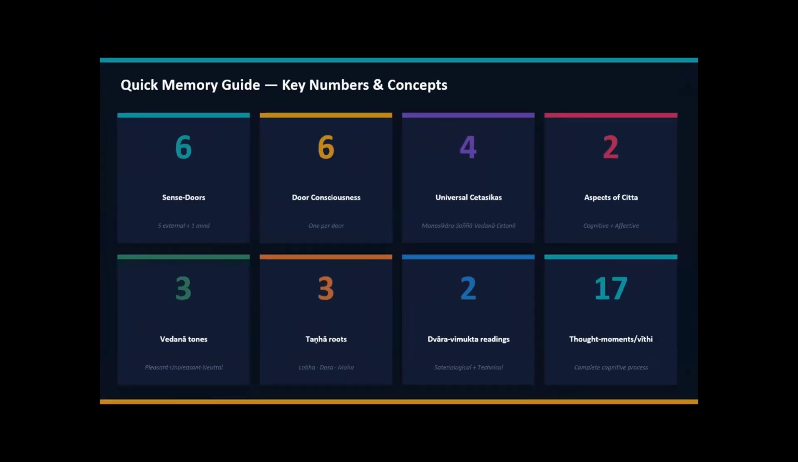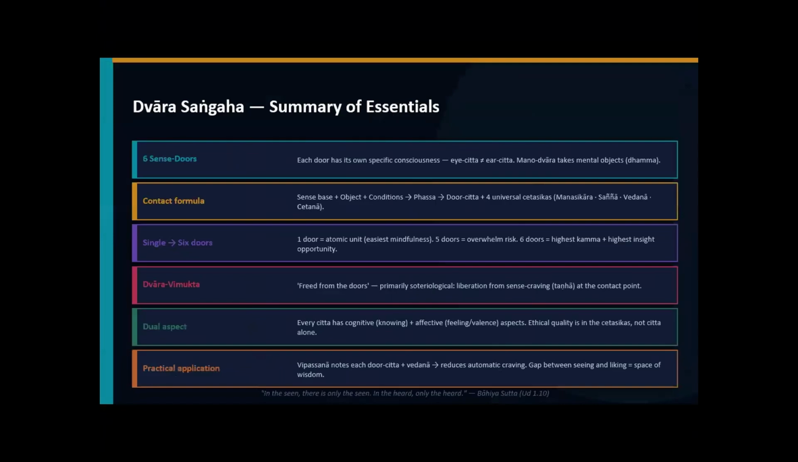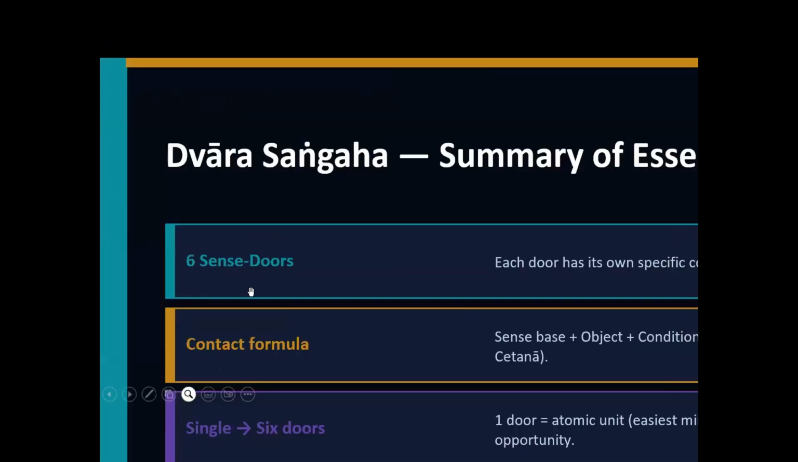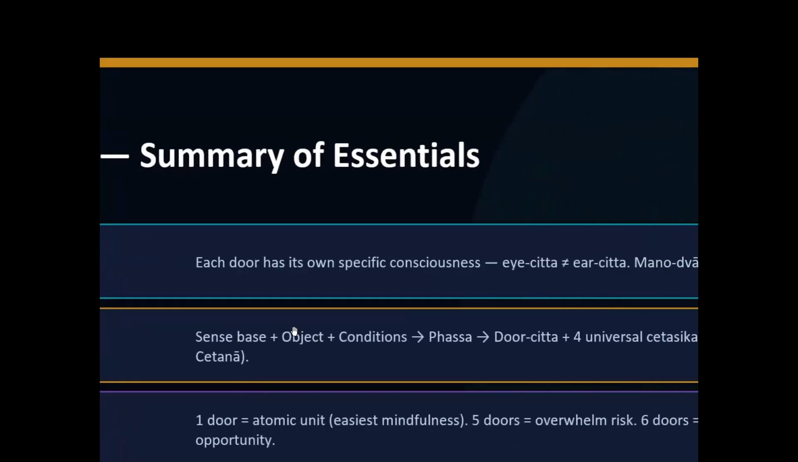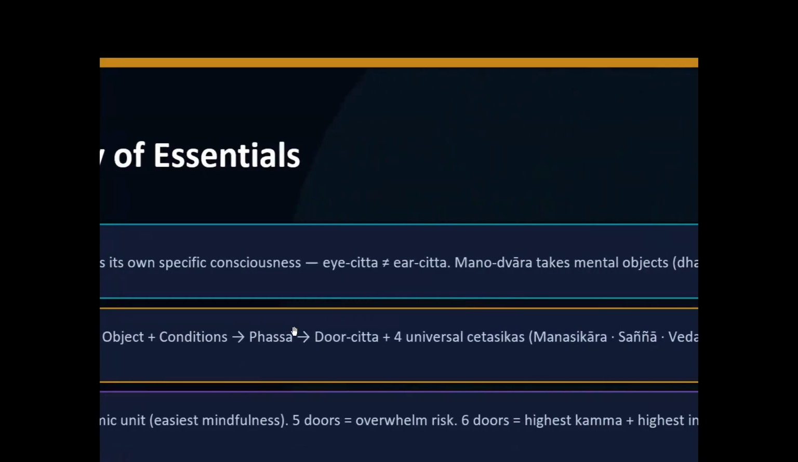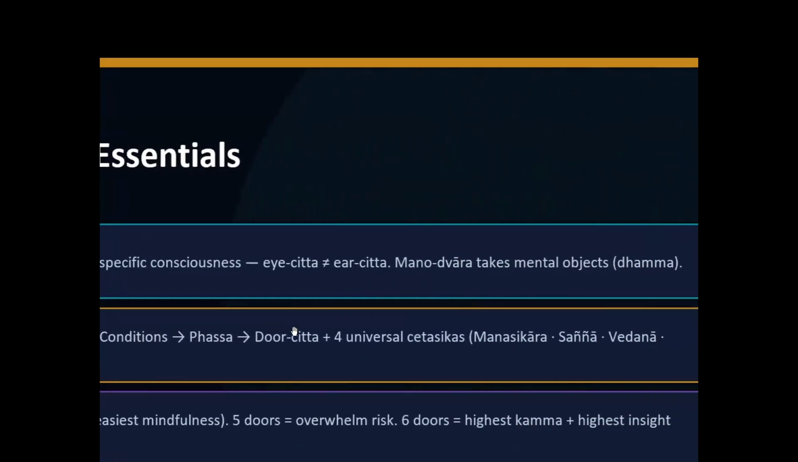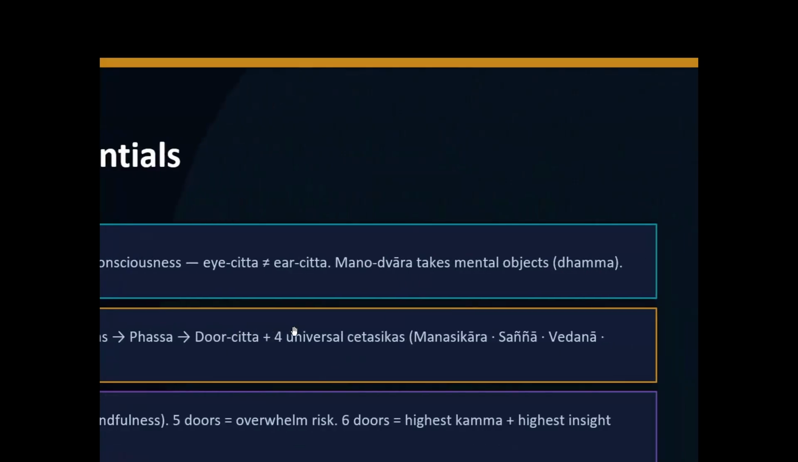If you look at this diagram, to summarize all, Dvāra Saṅgaha, a summary of essentials. So what you can do, you look into it. Six sense doors. Each door has its own specific consciousness. Eye citta is not equal to ear citta. So the mano dvāra takes mental objects, dhamma.